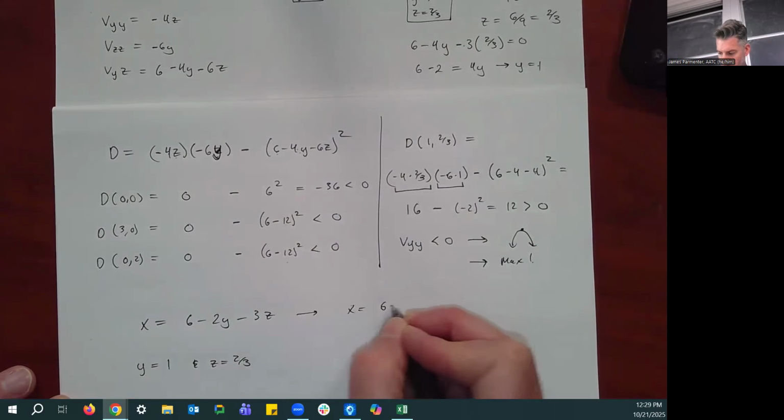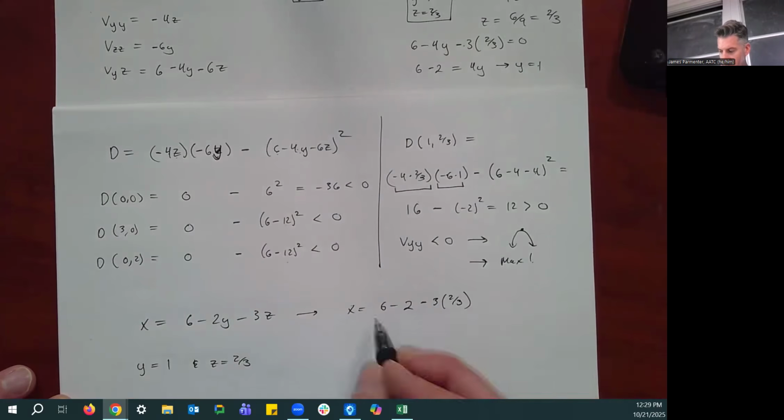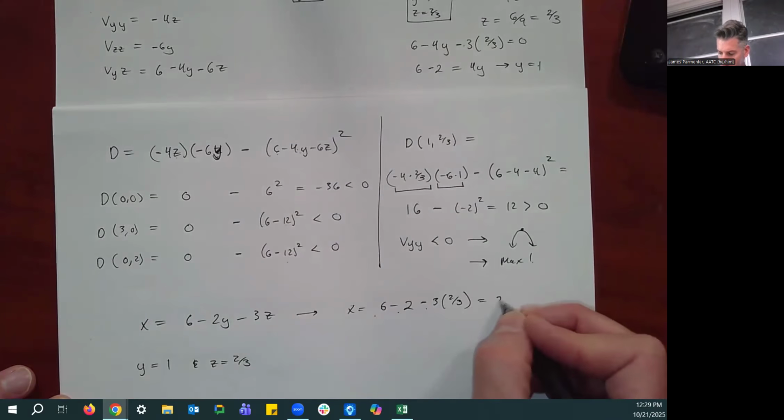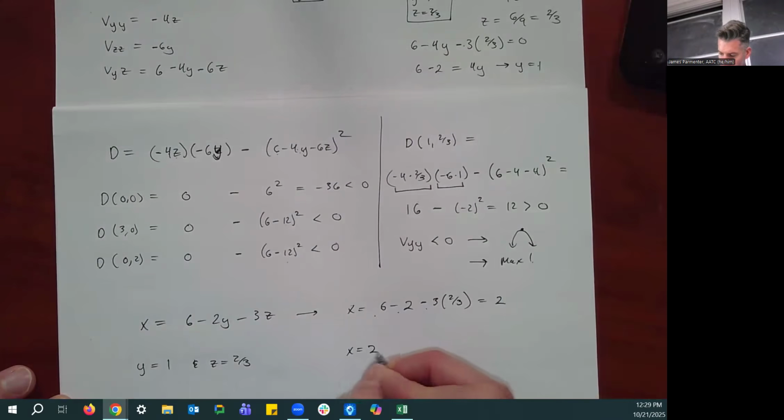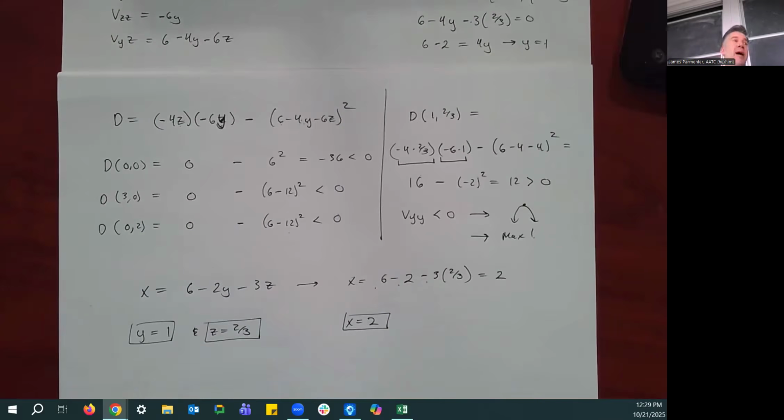So if we plug in y equal to 1 and z equal to 2/3, we're going to get x being 6 minus 2 times 1 minus 3 times 2/3, which is 6 minus 2 minus 2, which is also 2. So x is equal to 2, y is equal to 1, and z is equal to 2/3. So those are the dimensions of this particular box that maximize its volume. Neat.